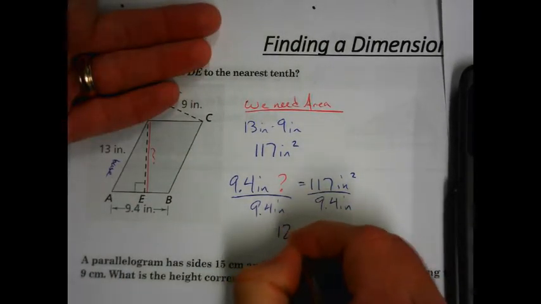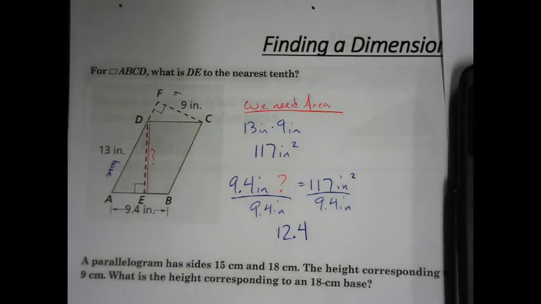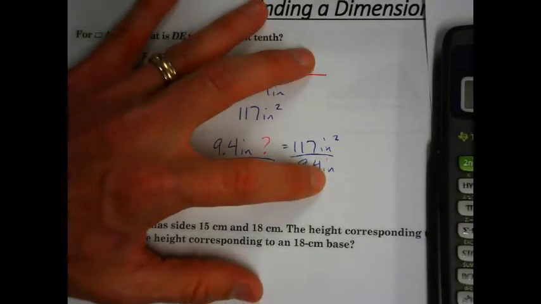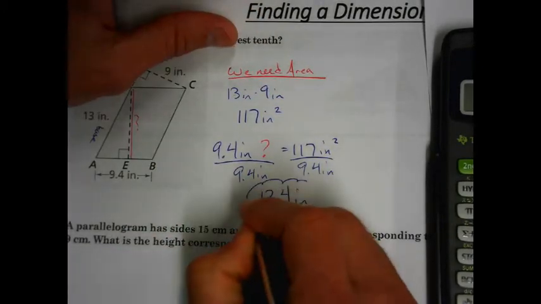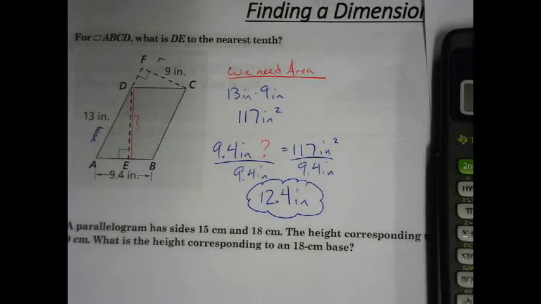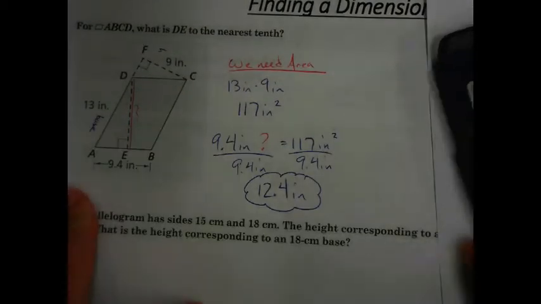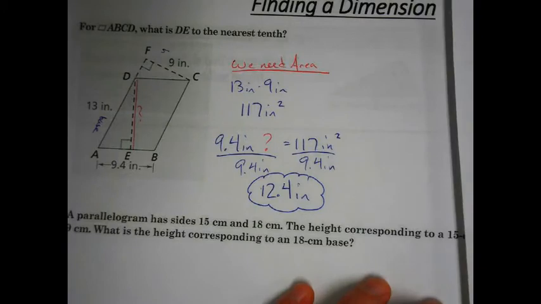But what about those units? We have square inches at the top, inches in the denominator. One of the inches is going to cancel out, leaving us with inches. Oh, sweet. So we have 12.4 inches. Again, units matter. So we'll be careful with that. All right. One more example. We'll call it a day for this video. We'll come back with triangles and such.